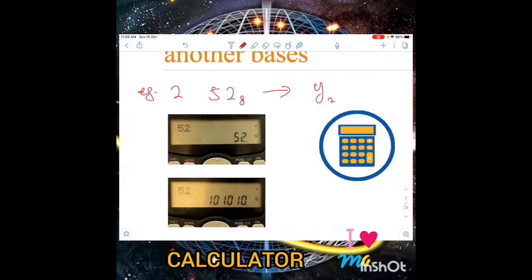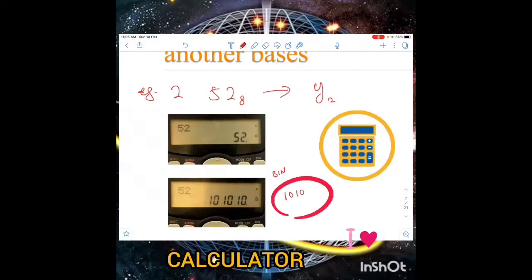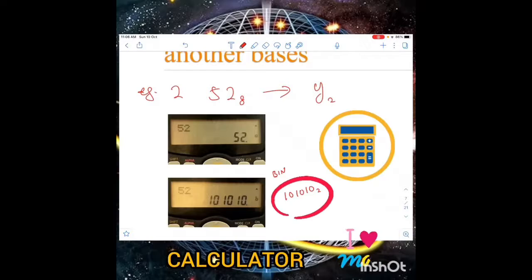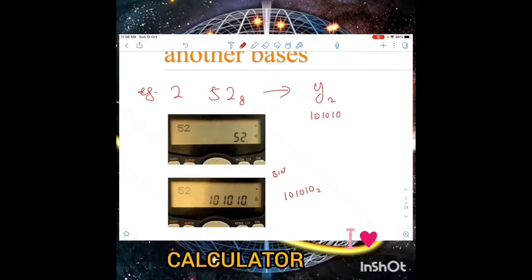To change this number into a base 2 number, we simply press the button BIN on the calculator. Then the calculator will help us change 52 base 8 into a base 2 number. The number that the calculator gives us is 101010 B. The B stands for base 2. So when we convert 52 base 8 into a number in base 2, we get 101010 base 2.